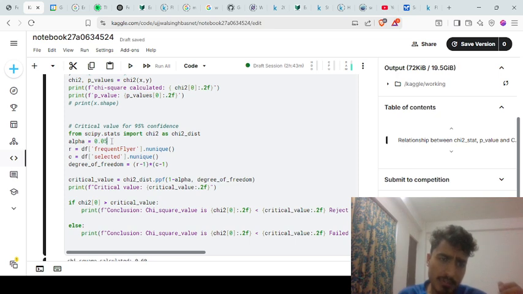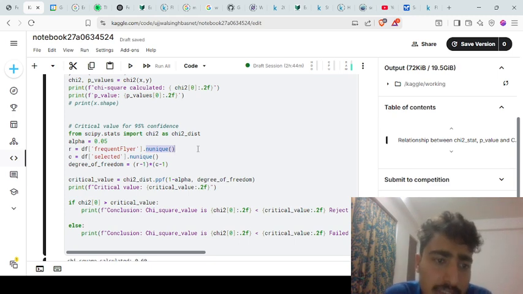Here I have mentioned the degrees of freedom as 5, and the critical value for 95% confidence. If we take a 5% level of significance, then of course the 95% confidence level is introduced here. As for the rows and columns, the logic is that I have counted the unique values; these functions give us the total number of unique values in the given features.